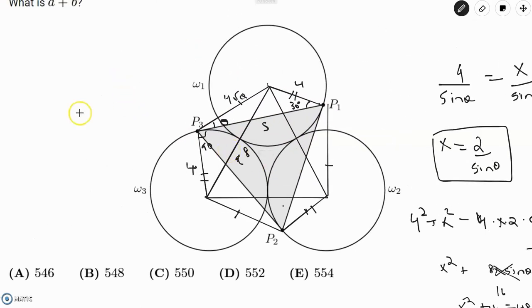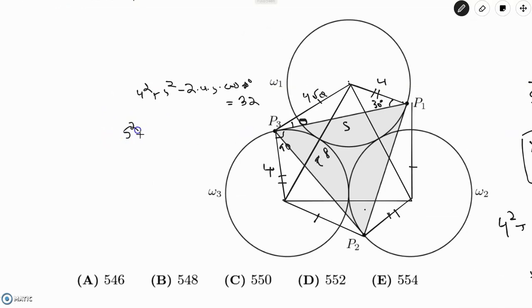And now we can use law of cosines on this triangle over here to find the value of s. By law of cosines, we have that 4 squared plus s squared minus 2 times 4 times s times cosine 30 is equal to 4 root 2 squared, which is 32. And so this becomes s squared minus 8s cosine 30, which is 4 root 3 s, is equal to 16. So s minus 2 root 3 whole squared is equal to 16 plus 12 after completing the square. And s is equal to 2 root 3 plus 2 root 7 after simplification.